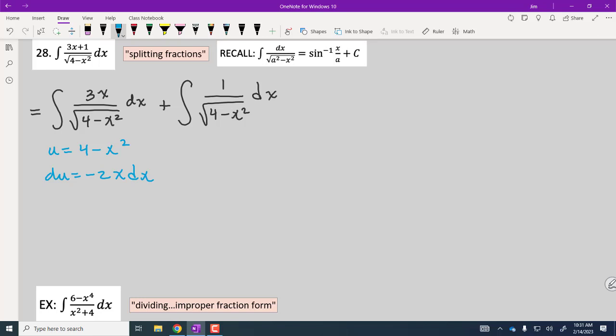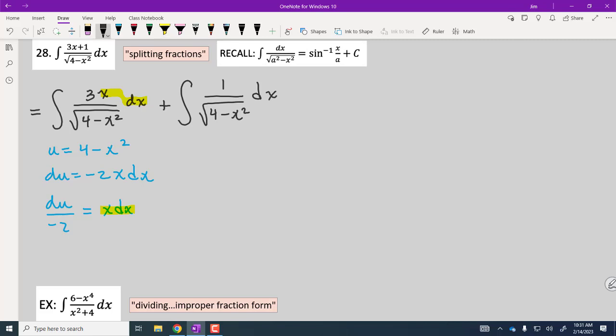And so the natural thing here would be to isolate the x dx. And then you're hoping to replace, we want to replace that, there's x dx right there. We're going to replace that with du over negative 2.